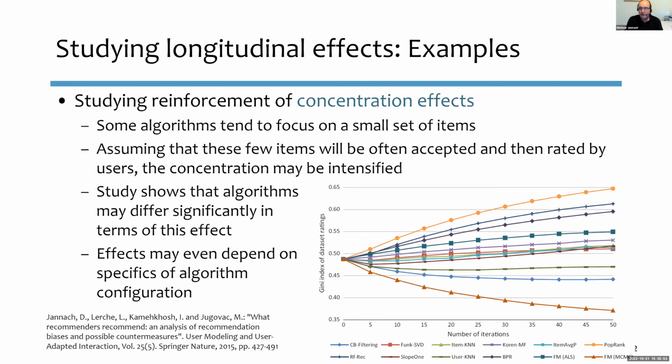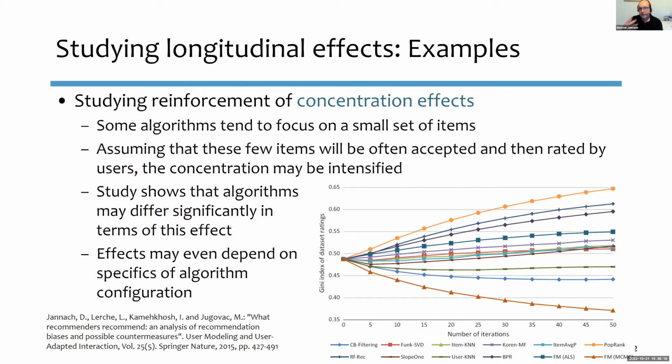Here's one example from our own work from 2015 and 2013 earlier. So we're studying different sorts of biases and effects of recommendations. Here we focused on this one slide about concentration effects. So the idea is you have algorithms, some of them have, let's say, a limited level of personalization. So they recommend more or less the same to everyone. If you take a most popular item recommender, it gives you the same items for everyone.